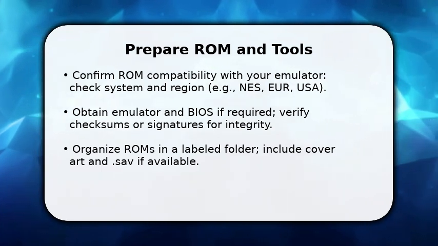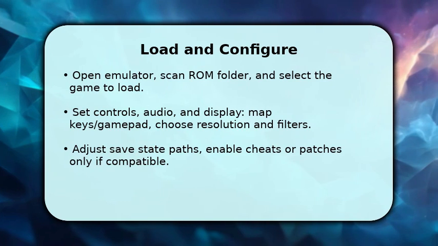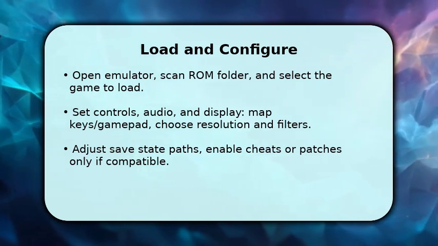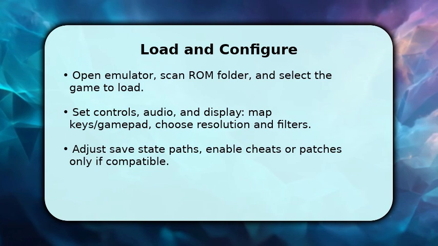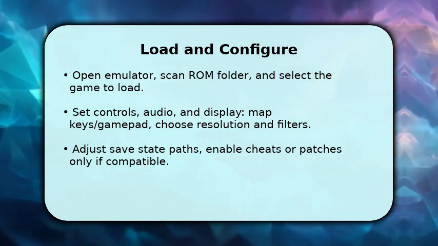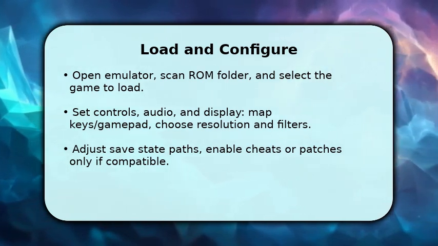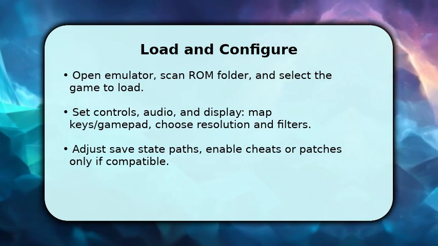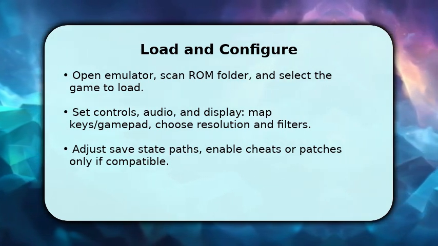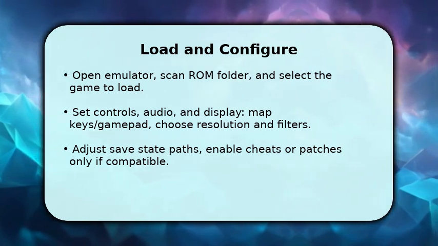You now load the ROM inside the emulator and immediately configure core settings. Map your input, keyboard or gamepad, so controls feel natural and tweak audio latency for crisp sound. Choose display options like aspect ratio and shaders to balance performance versus visual quality, and set save state locations so saves persist. If you need cheats or patches, apply them cautiously and confirm compatibility.